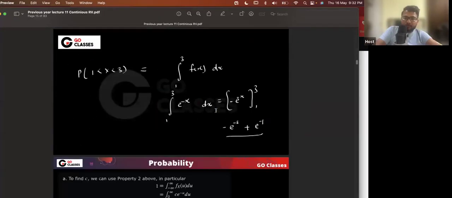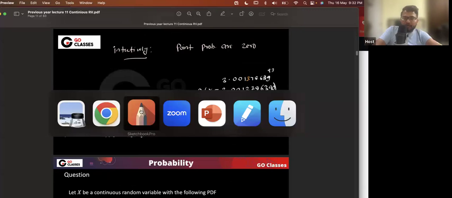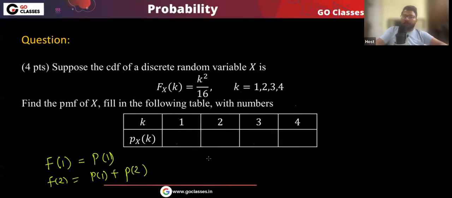Actually, these things we have already done, not in this lecture, but in module 1. So what is F of 3? You can just revise module 1. We have already done this. It is P of 1 plus P of 2 plus P of 3, right? Or in other words, F of 2 plus P of 3.